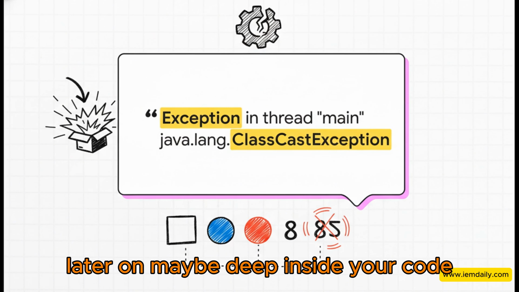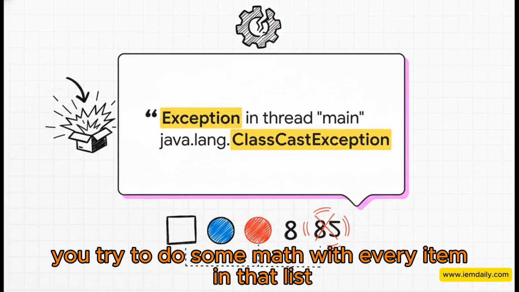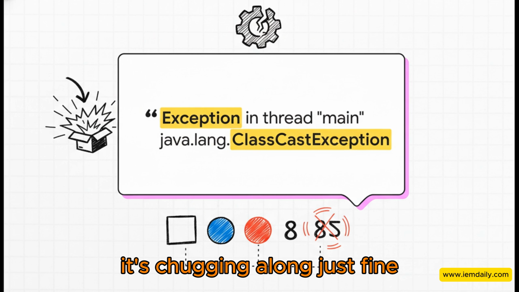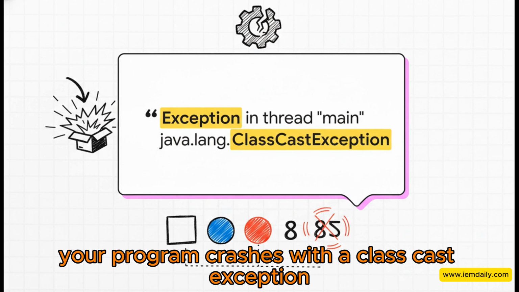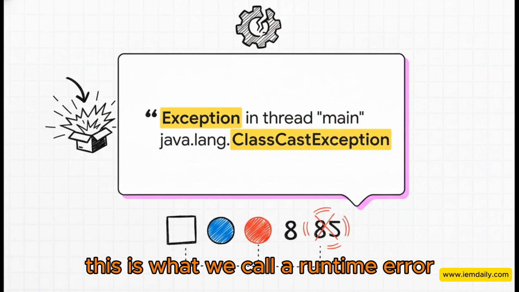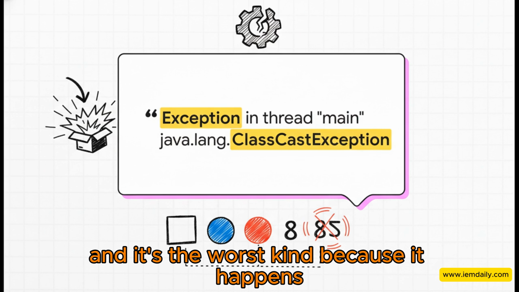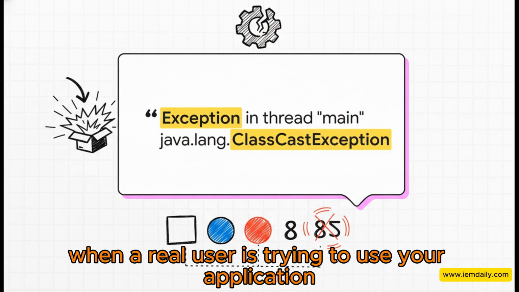Later on, maybe deep inside your code, you try to do some math with every item in that list. It's chugging along just fine until it hits that string 8, and bam! Your program crashes with a ClassCastException. This is what we call a runtime error, and it's the worst kind because it happens when a real user is trying to use your application.